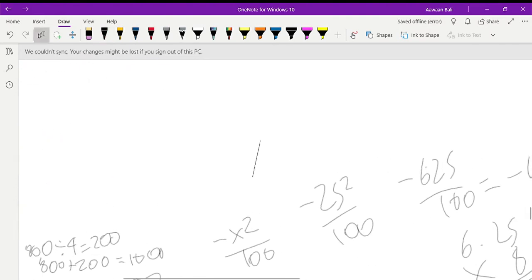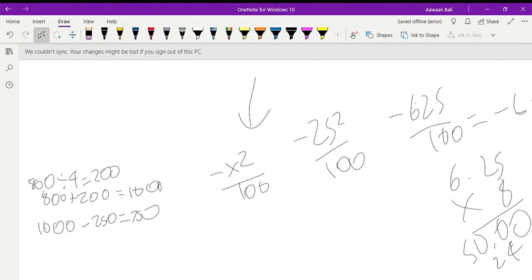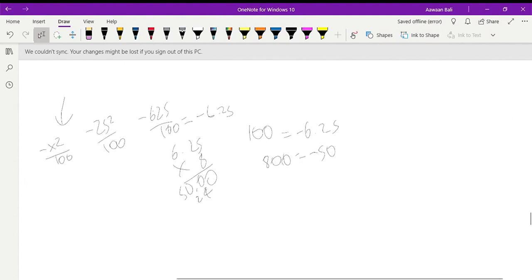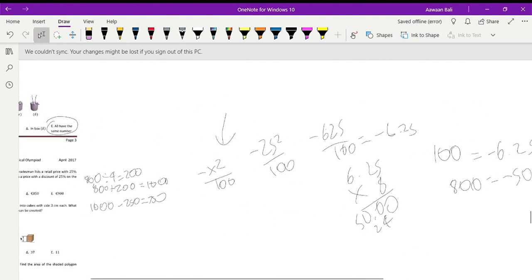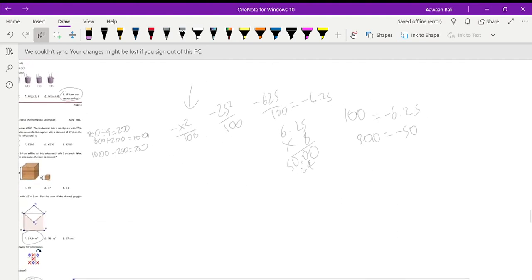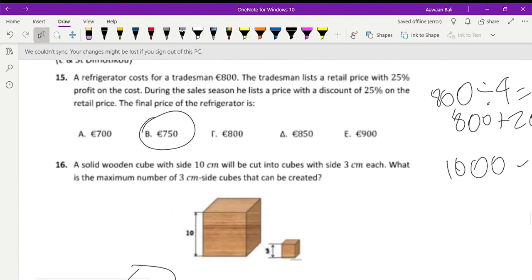So with this equation, we just found how much discount there would be on the price. So now it's minus €50. So €800 minus €50 is €750, which means the answer is €750 again, and the answer is beta.